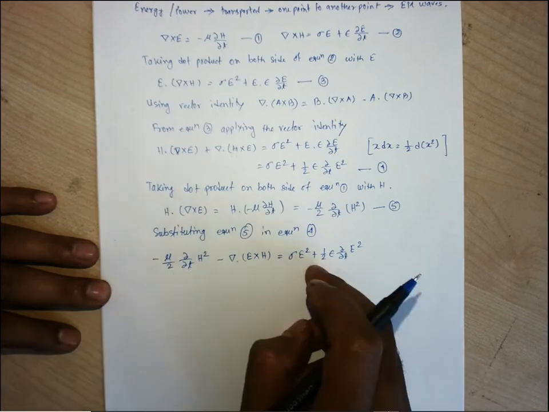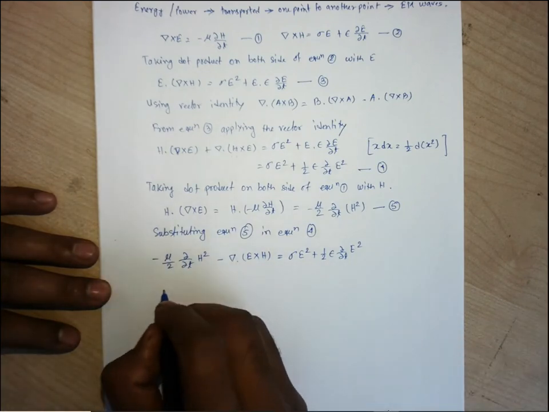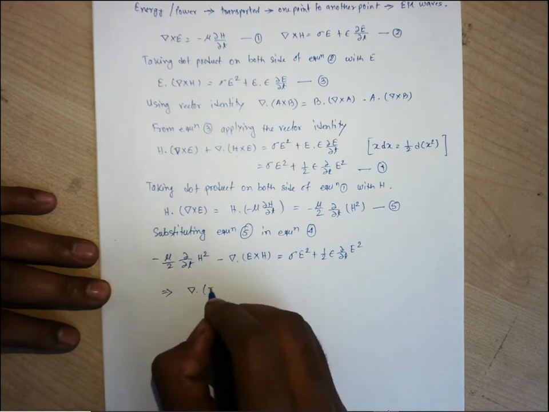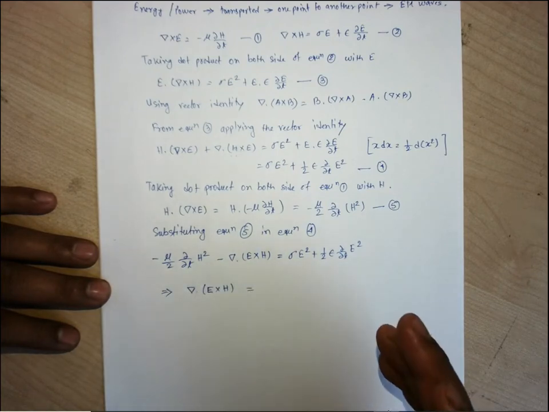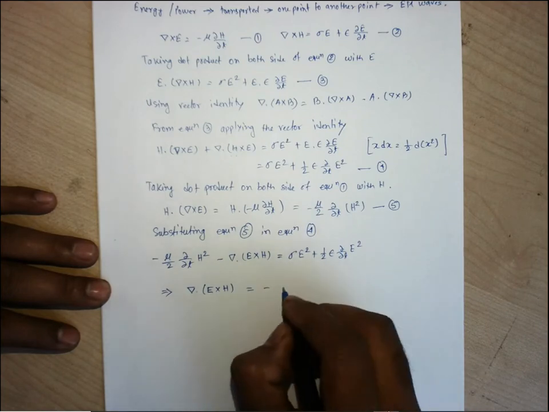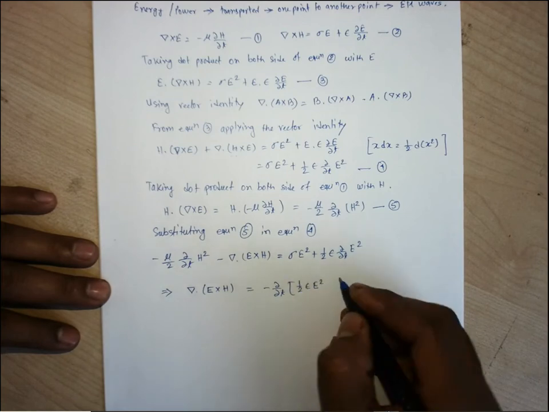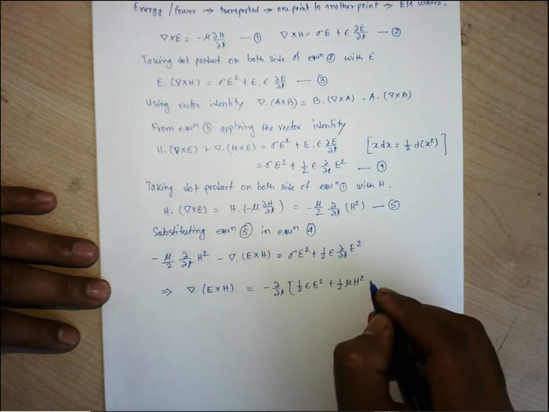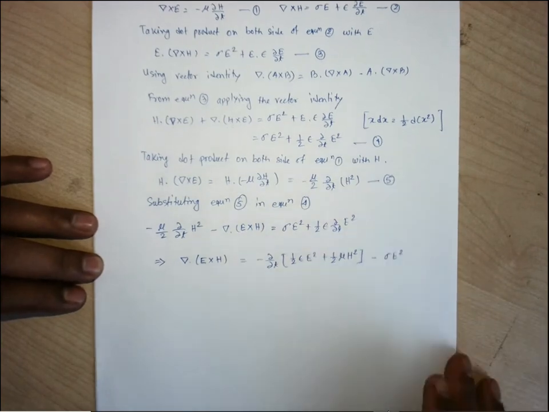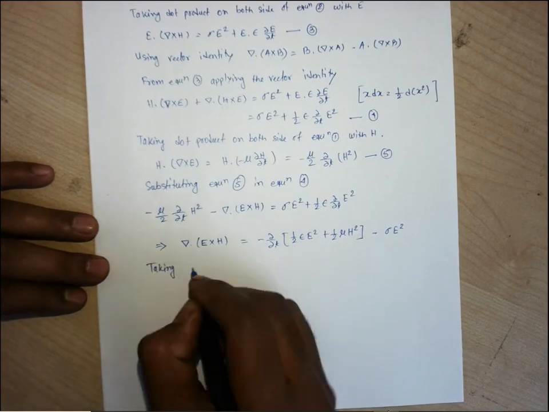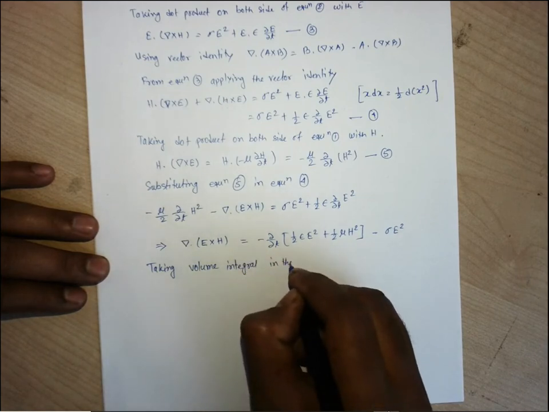Now we are taking this one on the right side, and this part we have been taking out like this, that is del dot E cross H is equal to, if we have been taking this side, then we can write as minus del t of half epsilon E square plus half mu H square, minus sigma E square. Taking volume integral on both sides.